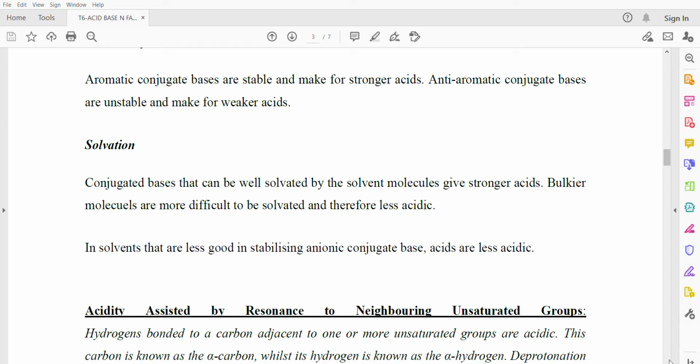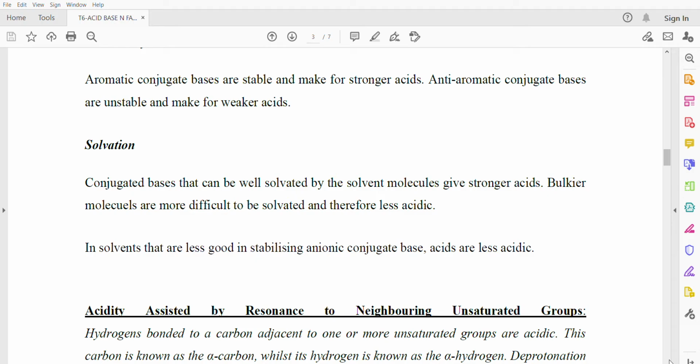What are spectator ions, and what is solvation, how cations are solvated by the solvent. If it is a cation, then the negative terminal of the solvent will cage them, will solvate them. They will not be naked to be combined again with the proton. The negative terminal will cage or solvate the positive cation, and the positive terminal will cage or solvate the negative anion. So conjugate bases that can be well solvated by the solvent molecules give stronger acids.